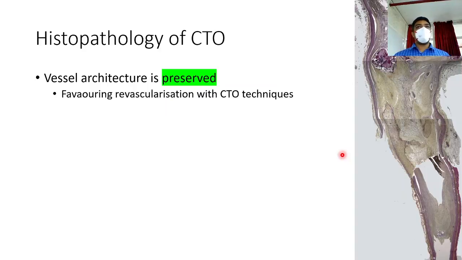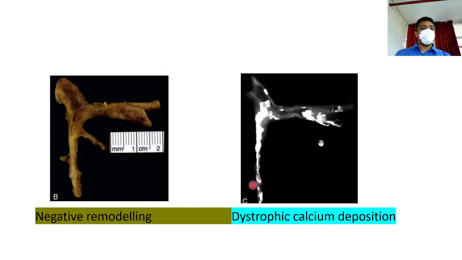This is probably because the vessel wall gets its continuous supply through the vasa vasorum. So vessel architecture is preserved, and this preservation of the vessel architecture will favor us, so that we can revascularize the vessel again. So we can see that the intima, media, everything is preserved in a histopathology.